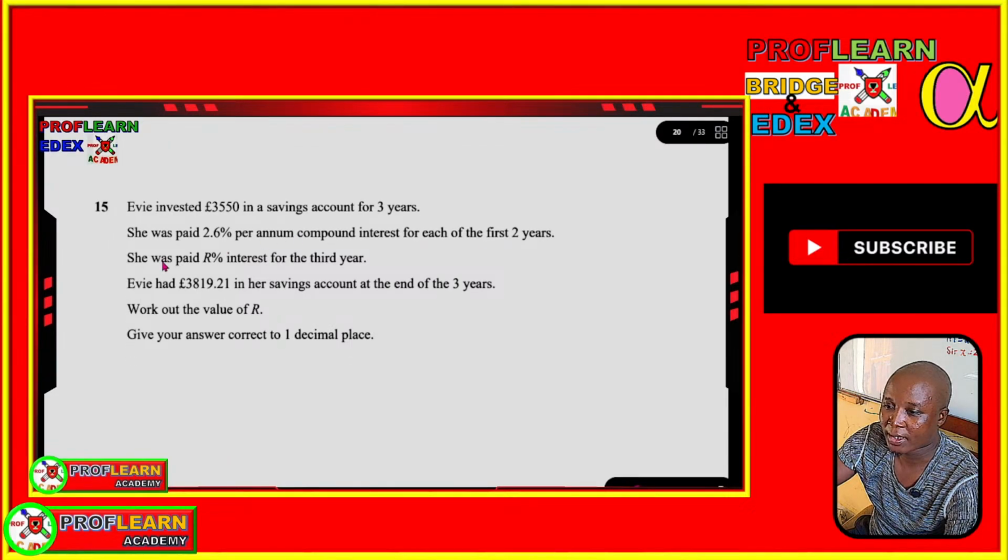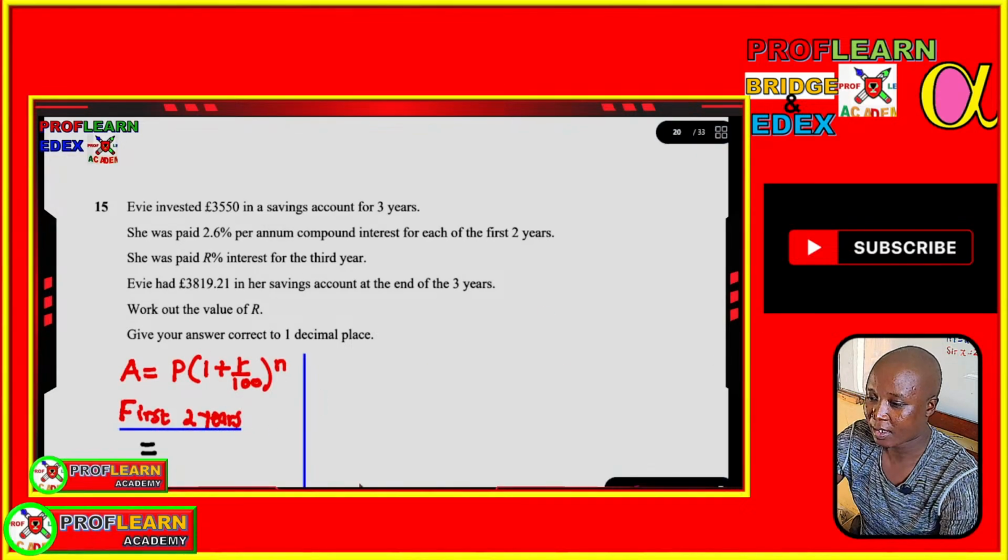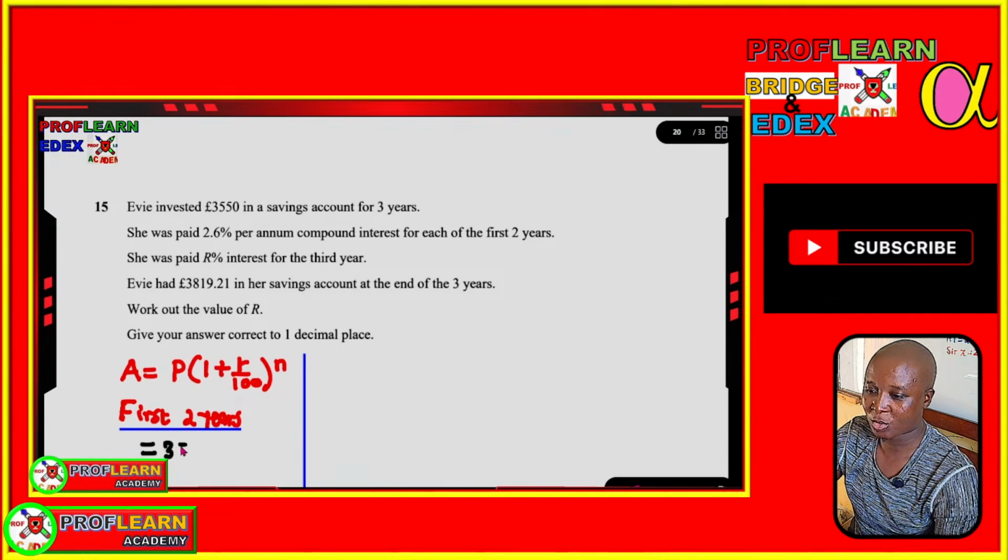Whereby we're going to say this is going to be compound interest. We're going to write the formula: amount is equal to P into (1 plus R over 100) raised to power n, where P is the principal, the initial amount that was invested, and R is the rate at which that earned compound interest. So we are going to substitute what we have in this question in order to find the amount that she's going to get after 2 years.